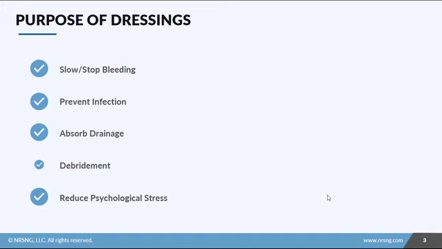Let's quickly review the purpose of using dressings for our wounds. It could be to slow or stop some sort of bleeding. There's actually a specific dressing type that can help with this, which we'll talk about in just a second. We also want to prevent infection in our wounds by providing a barrier between the wound and the outside world. Dressings can also help to absorb drainage, and provide debridement for wounds with eschar or slough that needs to be removed. Lastly, dressings can help to reduce psychological stress because the patient doesn't have to look at the wound, since it is covered.